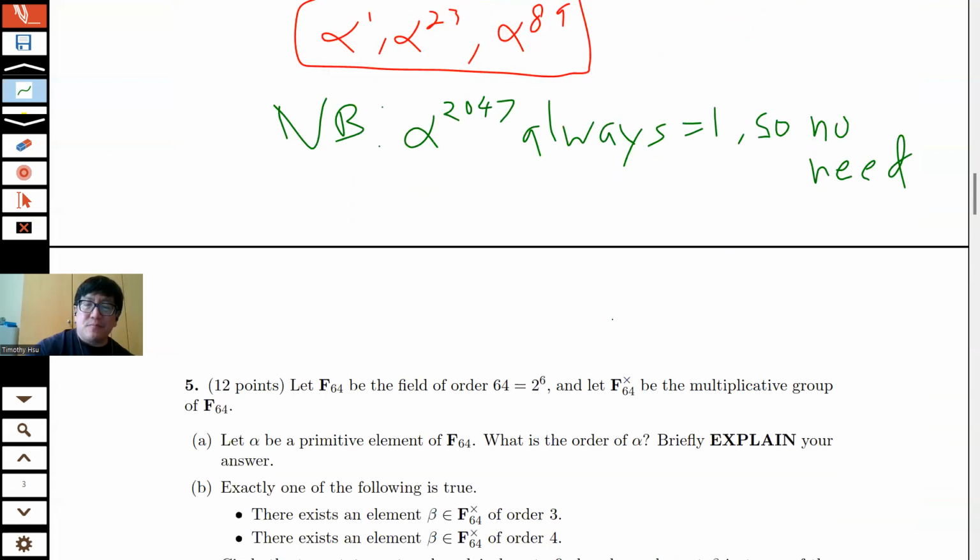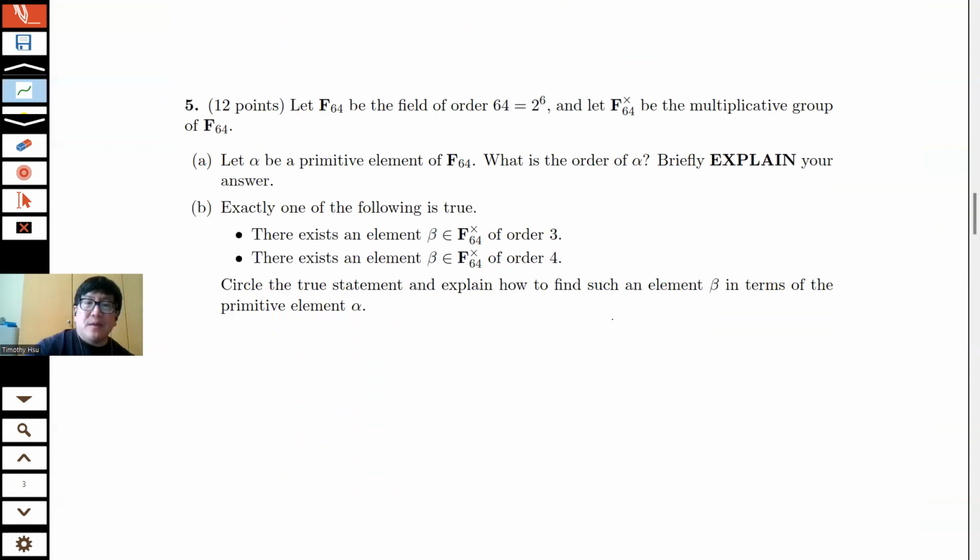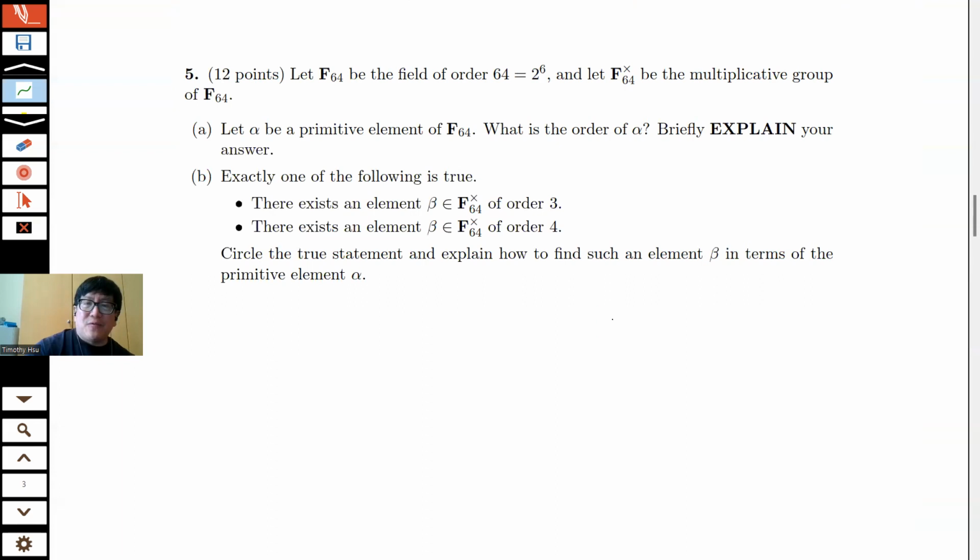Okay, great. Okay, next. Let F64 be the field of order 64, which is 2 to the 6th. And let F64 times be the multiplicative group of F64. So let alpha be a primitive element of F64. What is the order of alpha? Briefly explain your answer. There's not much of an explanation to give.